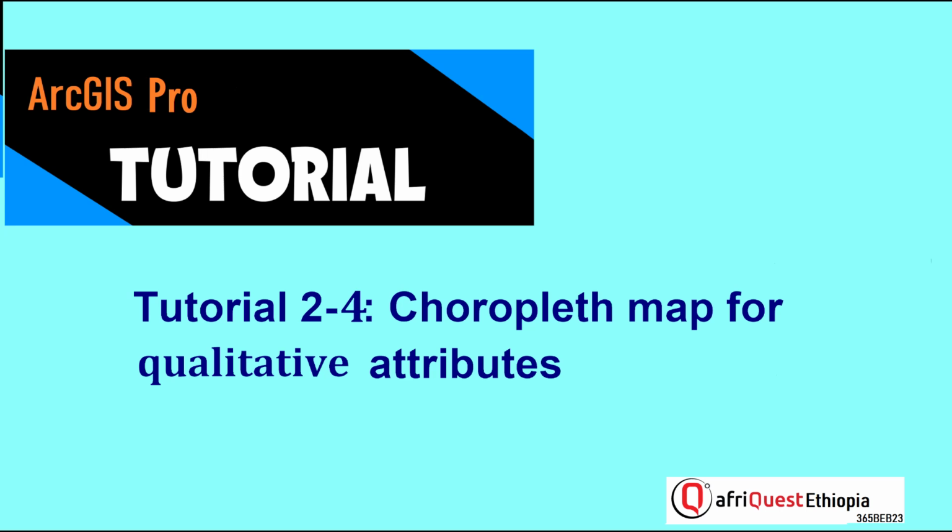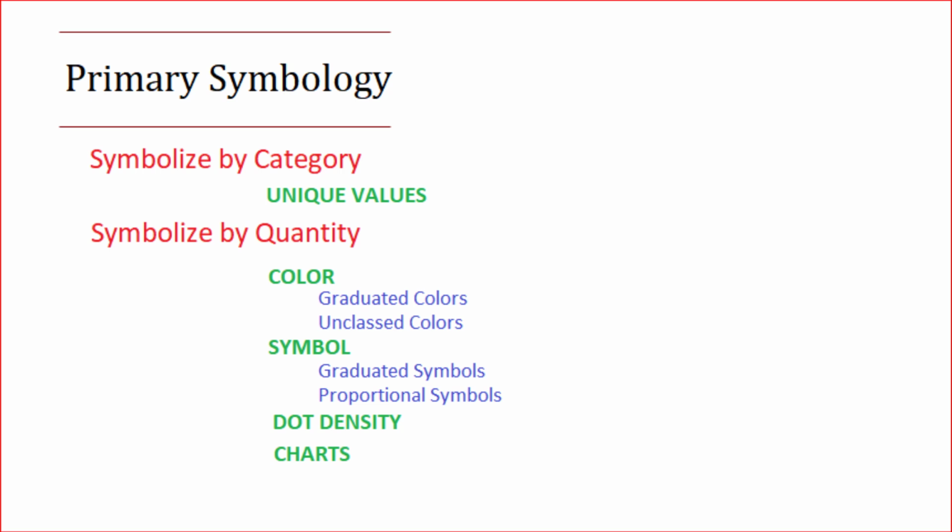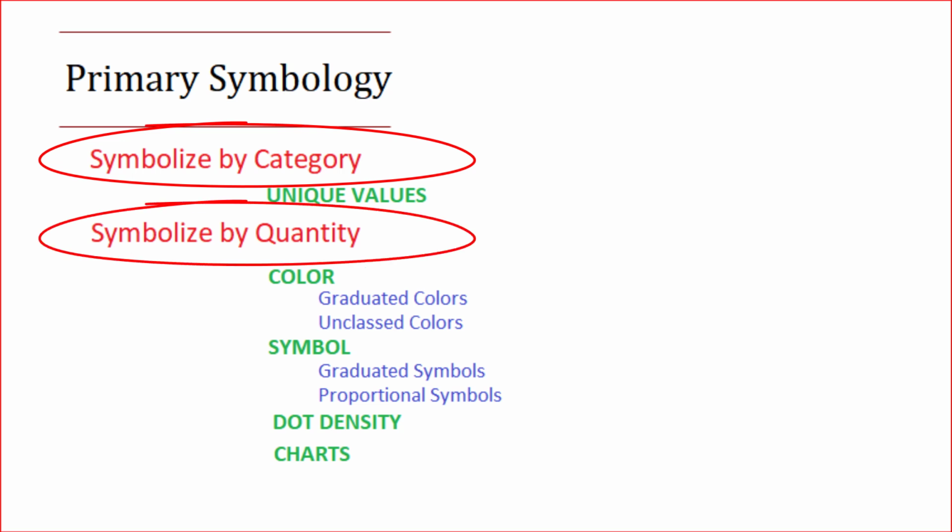The topic of this tutorial is Choropleth maps for quantitative attributes. In the tips and notes section about symbolization options, we have discussed the two major ways of classifying attribute data, namely by category and by quantity. By the way, the links to the videos are provided in the description below.